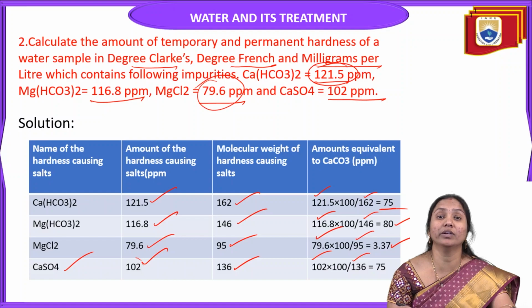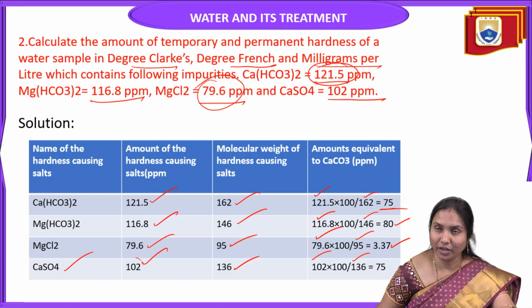So in this way we can convert all the hardness causing salts which are present in water into CaCO3 equivalent by using the formula: weight of hardness causing salt by molecular weight of hardness causing salt into 100.